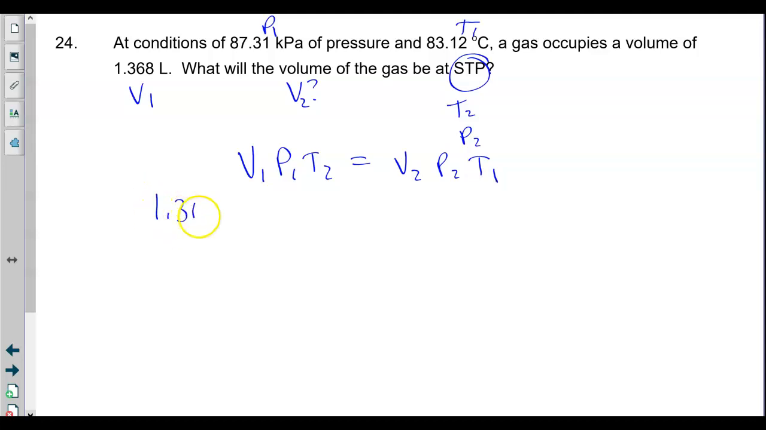I'm going to do 1.368 liters times P1, which is 87.31 kPa, times T2. T2 is standard. Remember, standard temperature is 273.16 Kelvin.